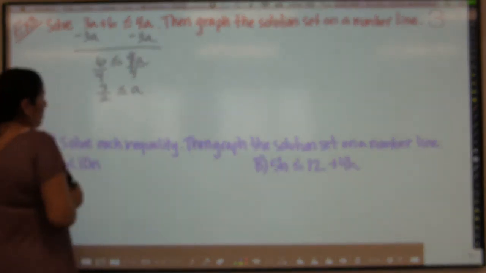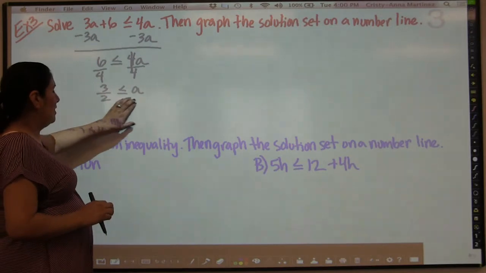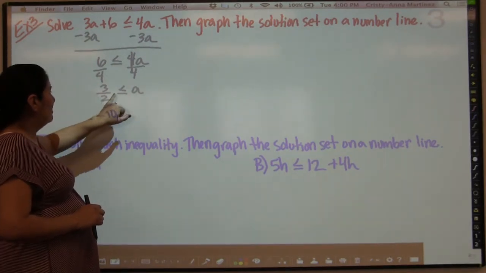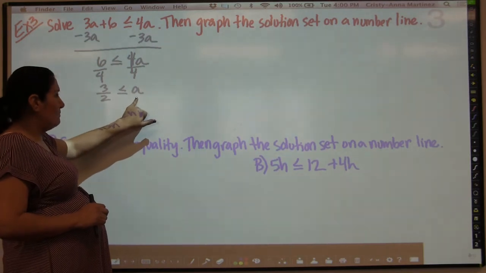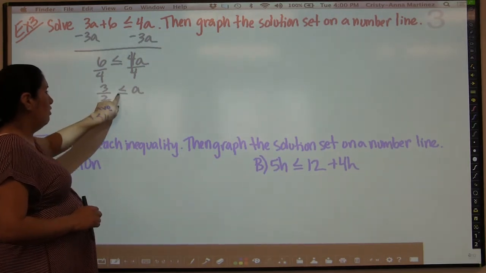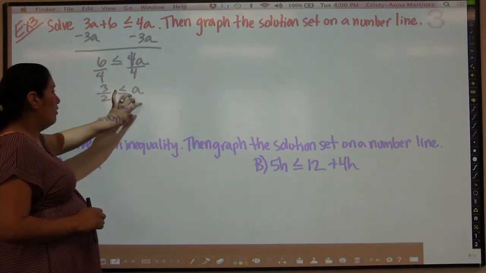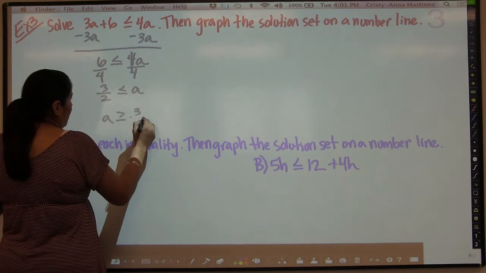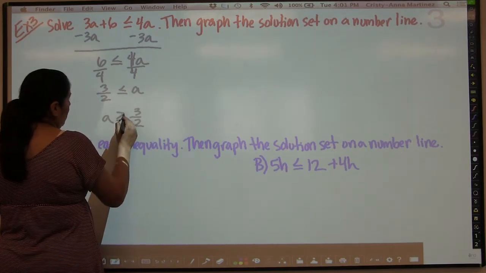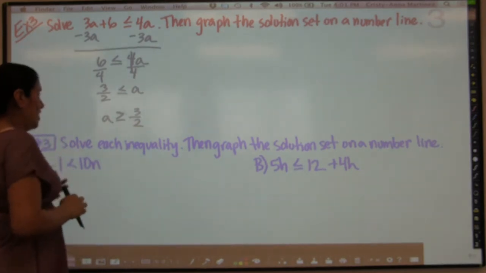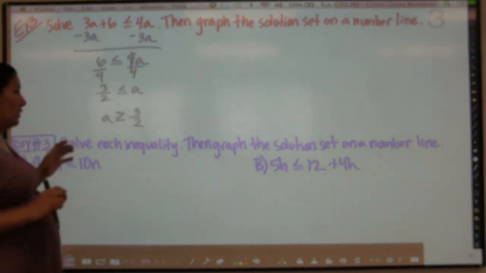Okay? Now, this is kind of reading this backwards. We usually put the variable first. So 3/2 less than A is the same thing as A bigger than 3/2. Because again, it's saying 3/2 is smaller than A. So if I want to reverse that, I'm going to say A is bigger than 3/2. Basically, the open part of the symbol is facing the A in both scenarios. So I didn't change what I'm saying, I just rewrote it in a different way.